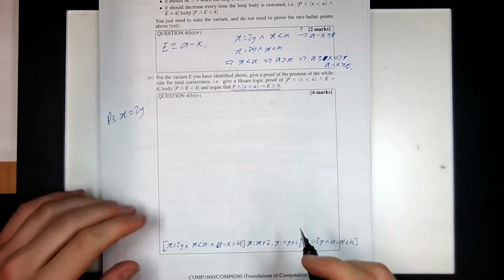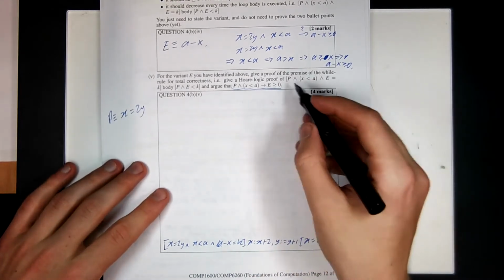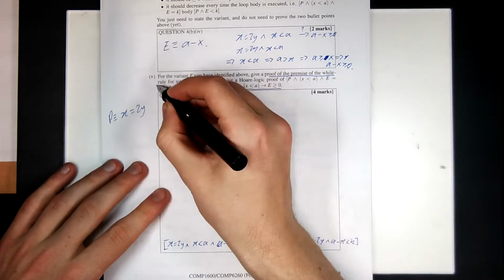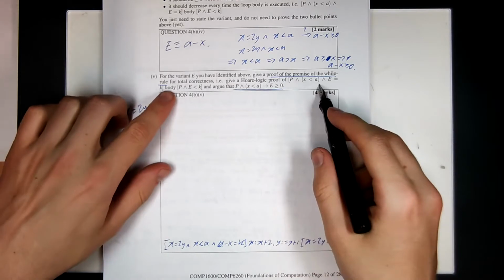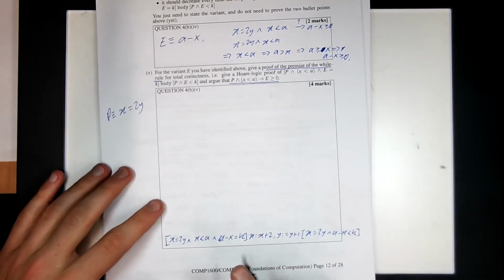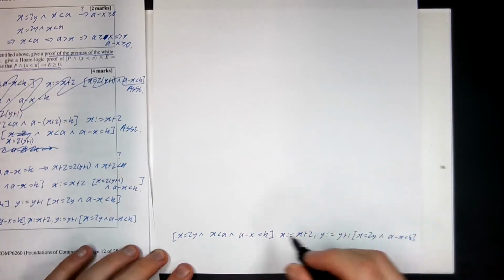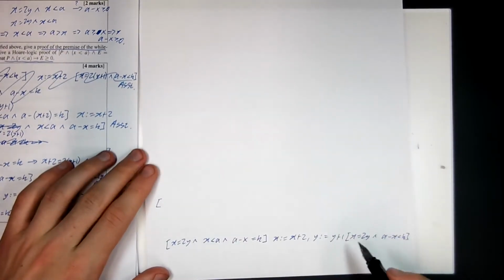So let's prove this thing. We only need to prove the premise of the while rule. We don't actually need to do the while rule itself. We just need to prove the thing that you use just before you use the while rule, i.e. prove this whole thing. So we have to use sequencing here.